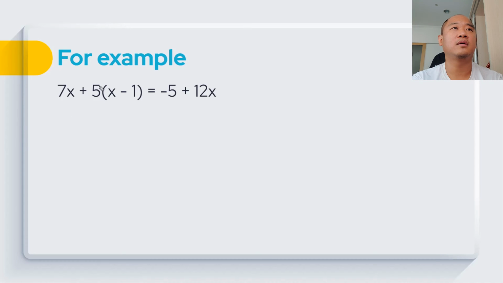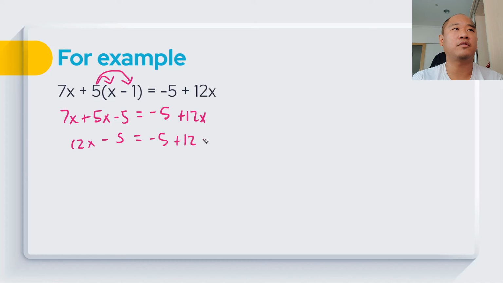Let's do this. So first, we can distribute this. So that'd be 7x plus 5x minus 5 equals negative 5 plus 12x. Some of you might already know where this is going. So then we have some like terms over here, right? So this is 12x minus 5 equals negative 5 plus 12x.